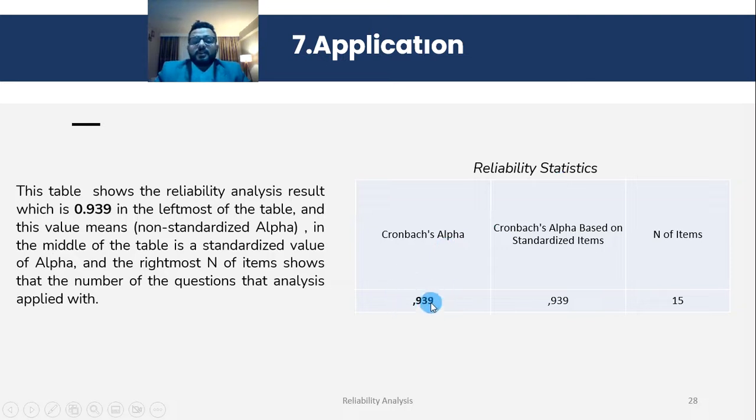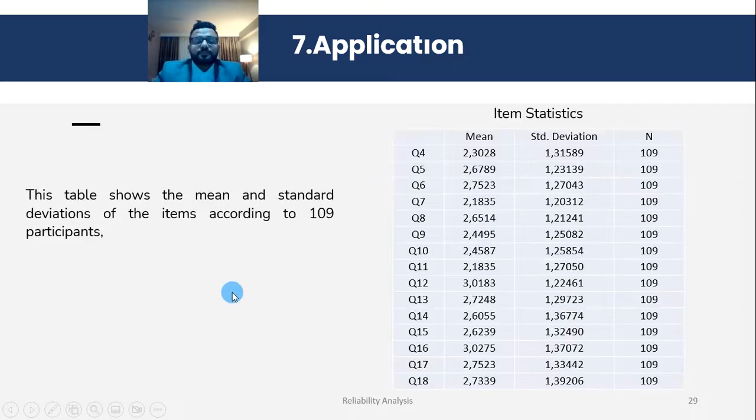As you can see in the leftmost of the table, the Cronbach alpha value is 93%, so it's acceptable because it's more than 70%. Sometimes we can notice that there is a difference between this value and this value, but the most important value for us is this Cronbach alpha value. And here is the number of items, or number of questions, included in the analysis.